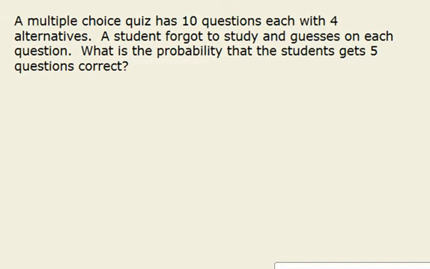We can think of this as a binomial experiment where answering each question is a trial. If the student's guessing on every question, those would be independent, and we have a constant probability of success, which would be a student getting a question right.